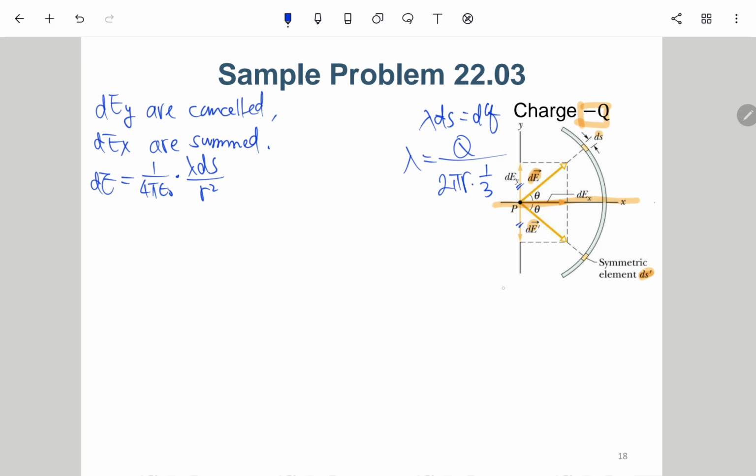So according to what we argued just now, the dy components cancel each other, and then we only need to calculate dEx. So dEx will be dE times cosine of theta. Okay, this is theta. So dEx will be dE times cosine of theta.